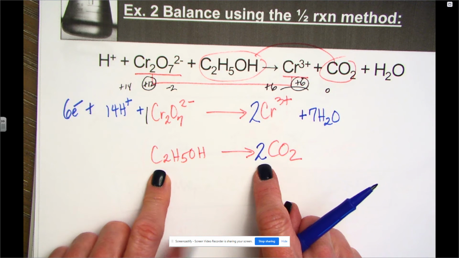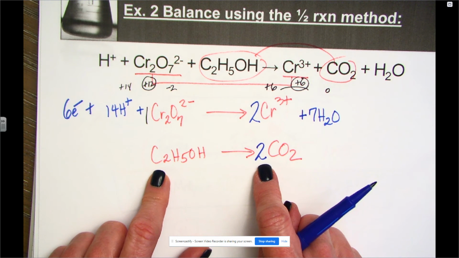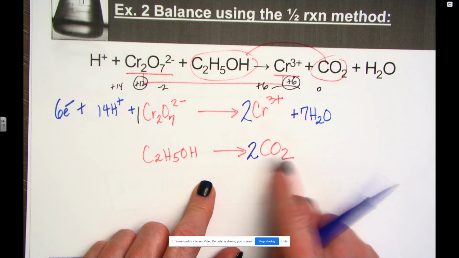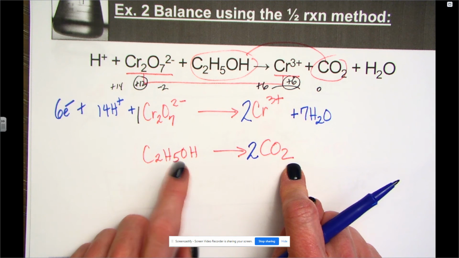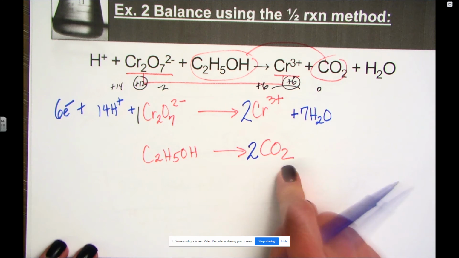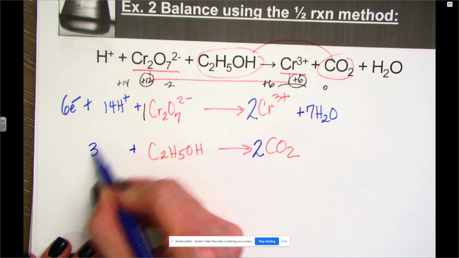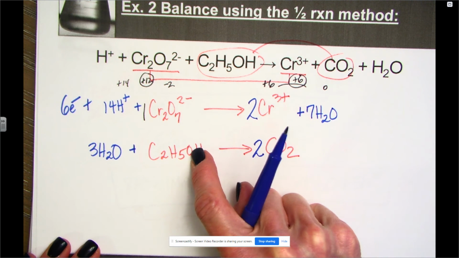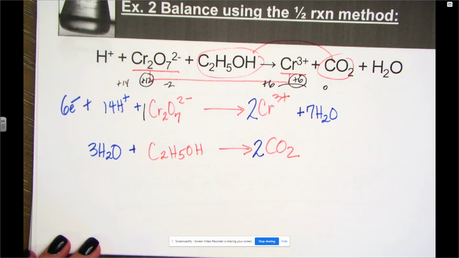We've already done the carbon balancing, so let's go to the oxygen balancing. All right, so we have 4 oxygens here. 2 times 2 is 4, and I have 1 oxygen here. So I have 4 oxygens and 1 oxygen, so I'm going to add my waters over here, and I only need to add 3 waters because that's going to give me 3 plus that one gives me 4 oxygens. So now my oxygens are balanced.